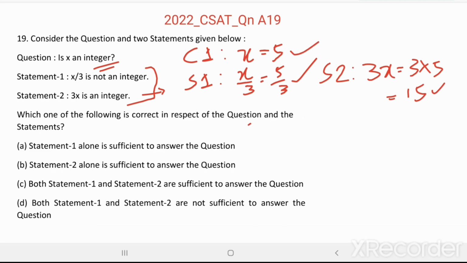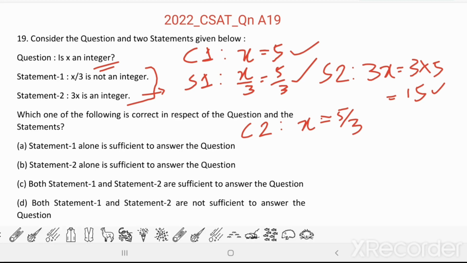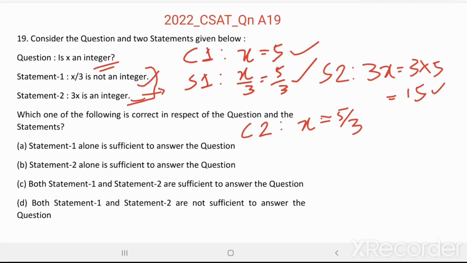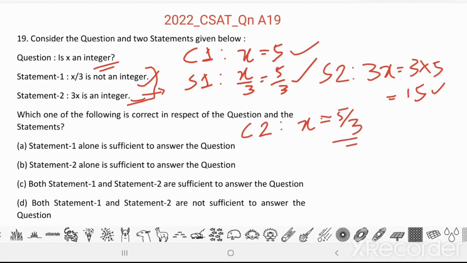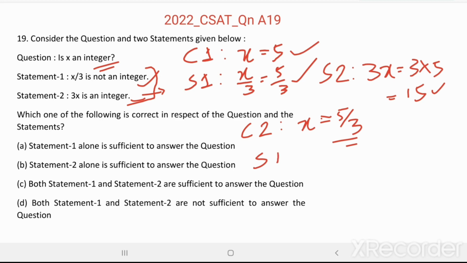Now see case 2. x equal to 5 by 3. Here x is not an integer. Now let us see whether these statements are satisfied by this number. When considering statement 1, x by 3 is not an integer. x by 3 equal to 5 by 3 by 3 equal to 5 by 9. It is not an integer. This is true.